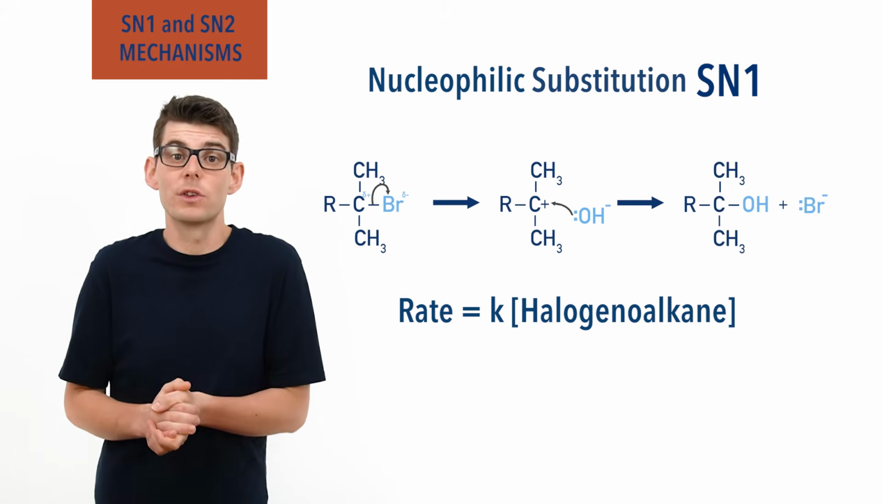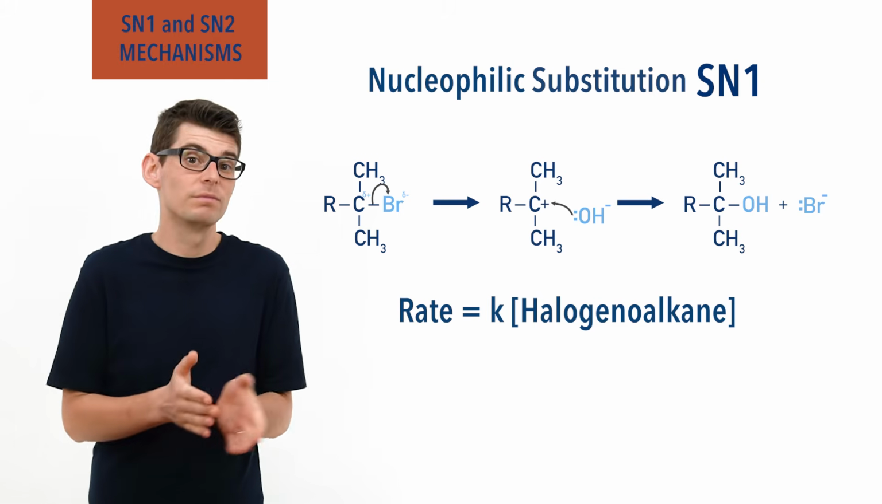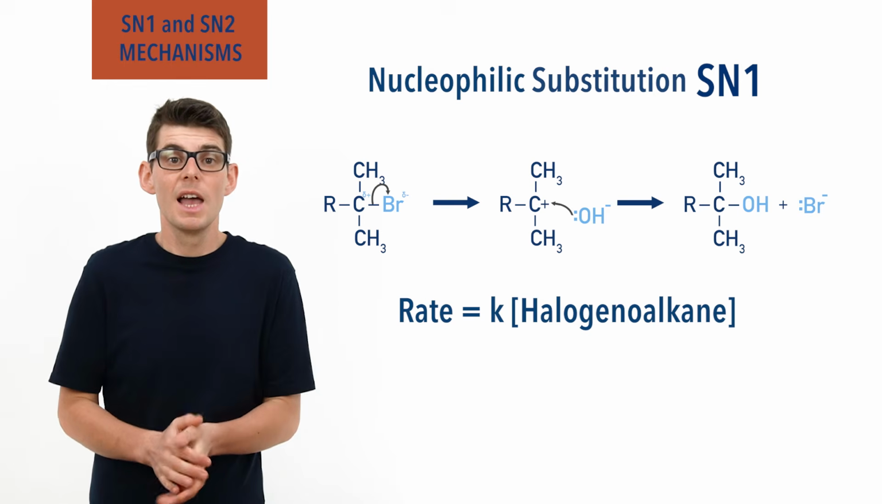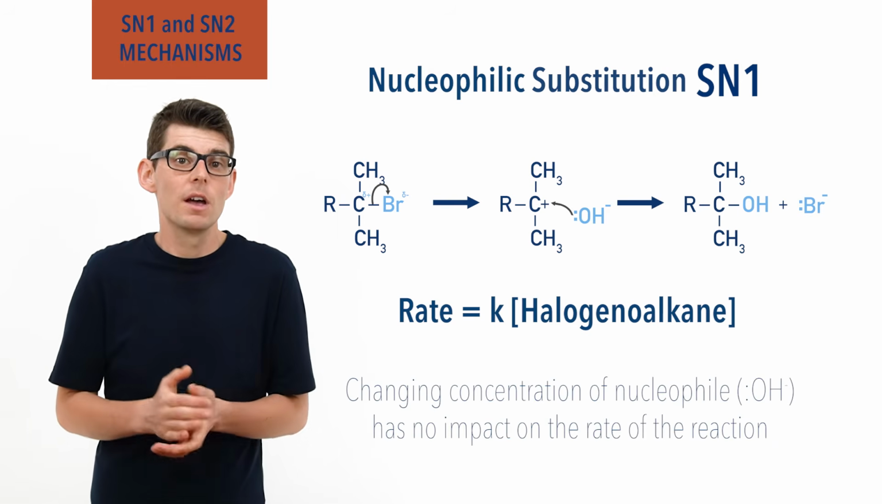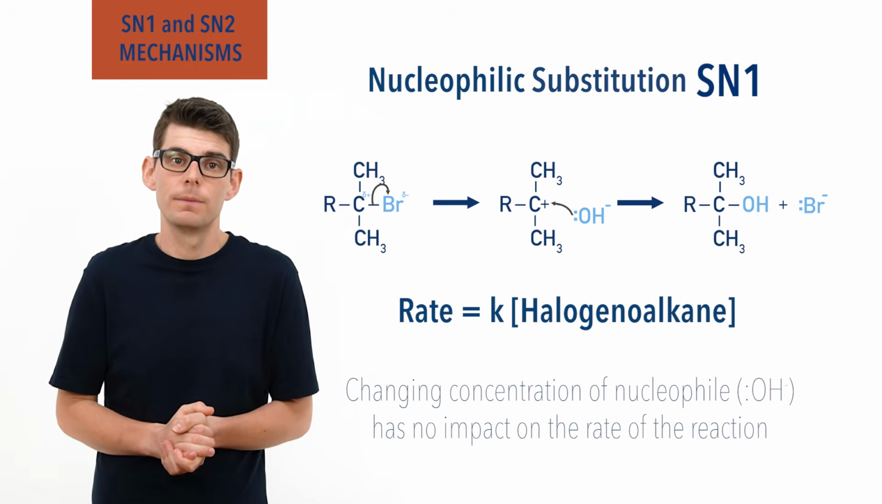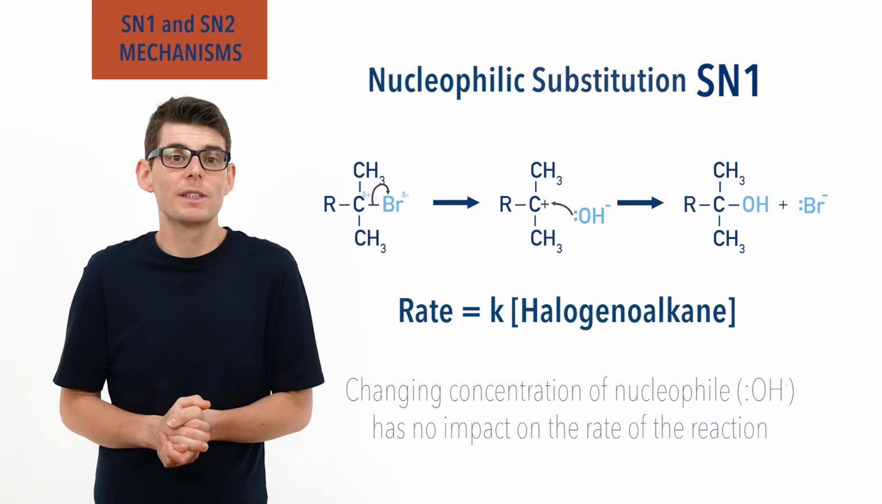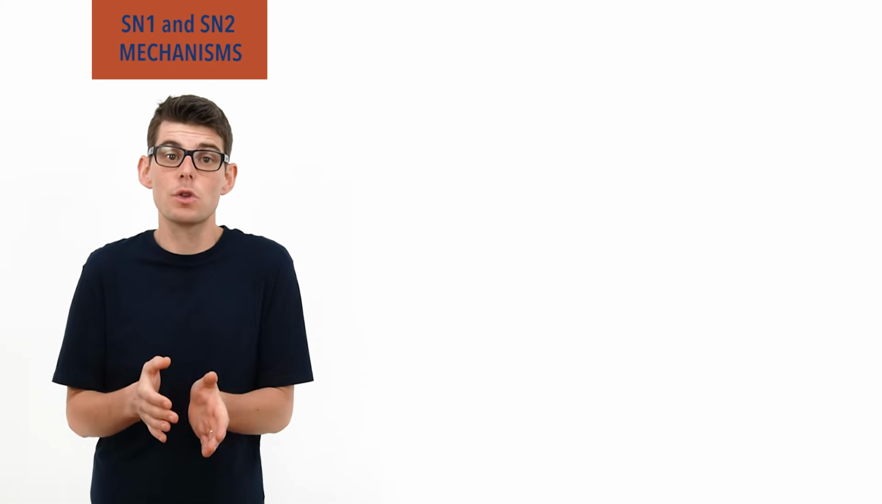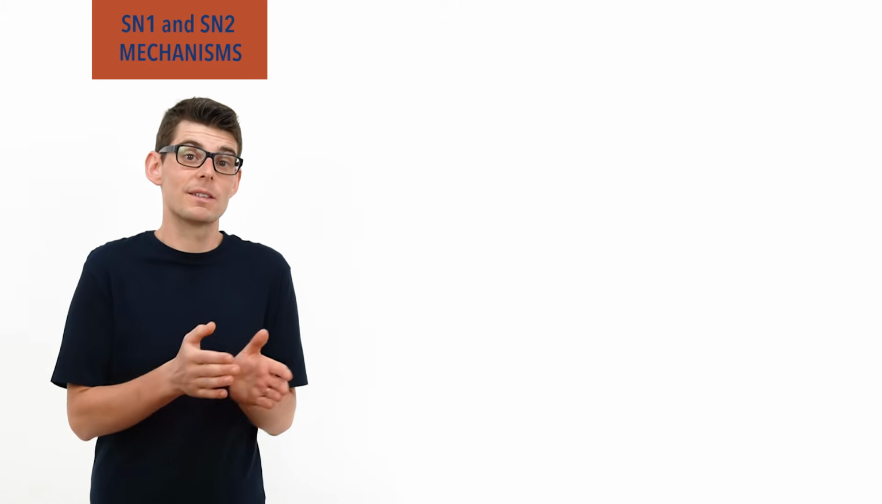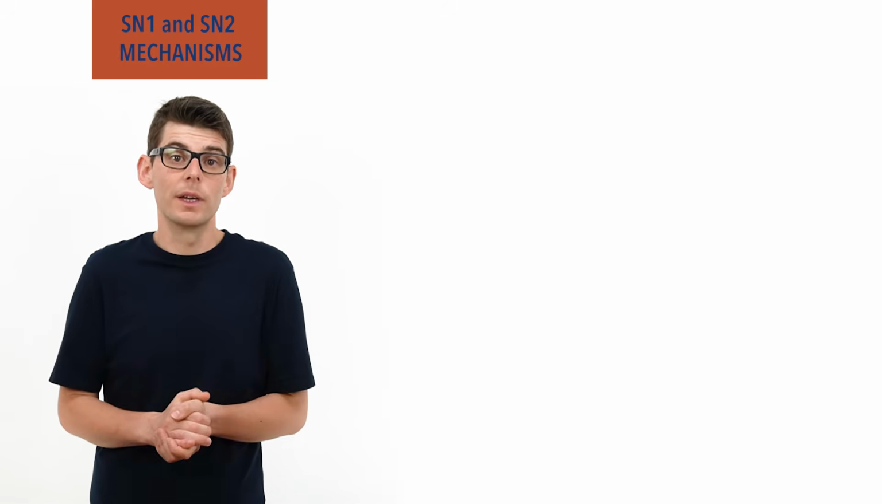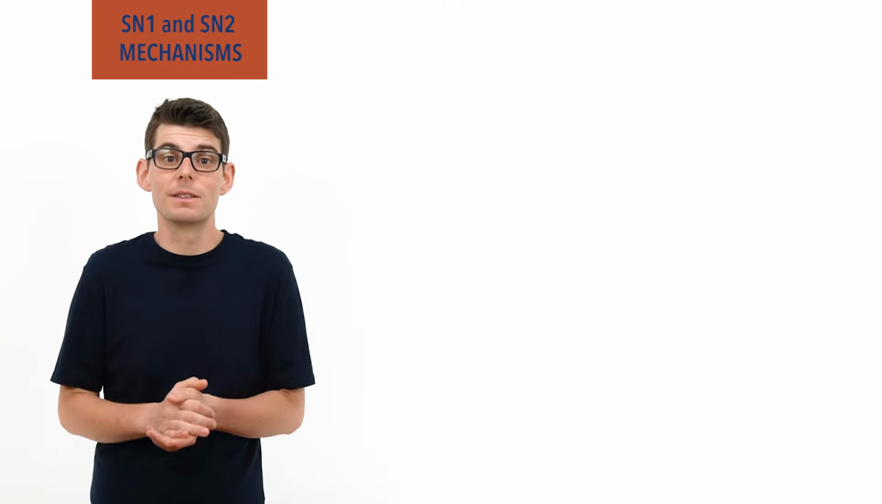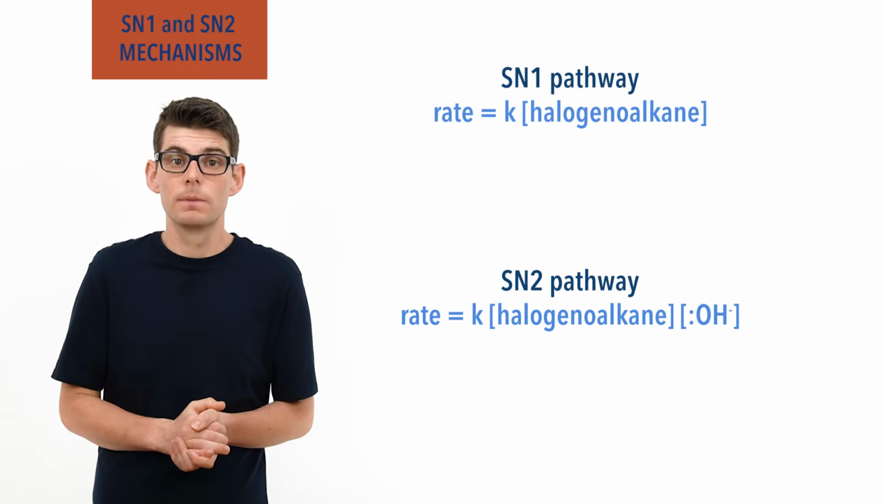From this, we can see that changing the concentration of nucleophile, hydroxide ions for these examples, has no impact on the rate of an SN1 reaction. We can use reaction rate data to predict whether a substitution reaction is occurring via an SN1 or SN2 pathway. This is because both mechanisms have different rate equations.